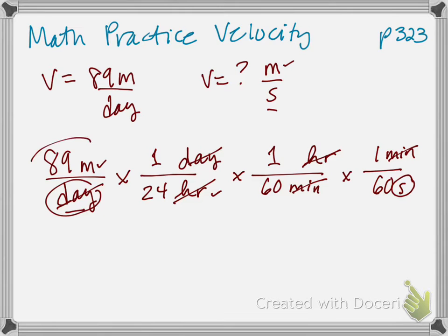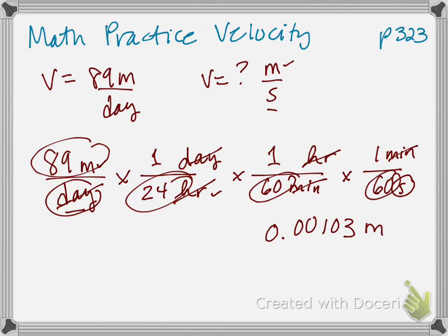89 divided by 24, divided by 60, divided by 60. You can hit equals in between those, but you don't need to. Your calculator knows, and you'll get 0.00103 meters per second, and that's our answer. It's pretty unsatisfying, but glaciers don't move really fast, right? So we shouldn't be too worried about that.